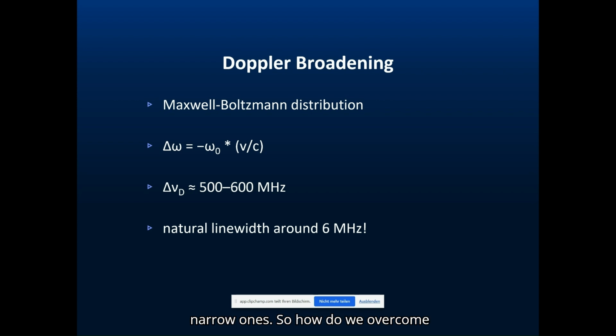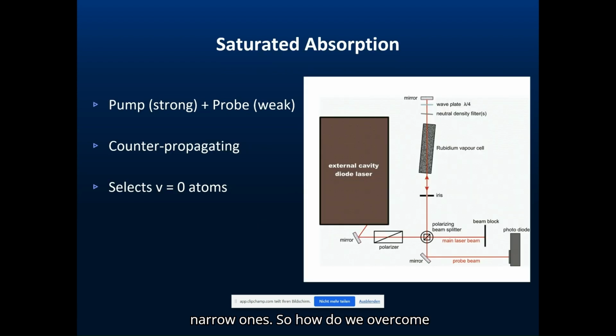As a result, all the individual hyperfine lines overlap, and we see one smooth, broad absorption dip instead of many narrow ones. So, how do we overcome this Doppler broadening? To reveal the fine and hyperfine structure hidden inside the Doppler broadened profile, we use saturated absorption spectroscopy.